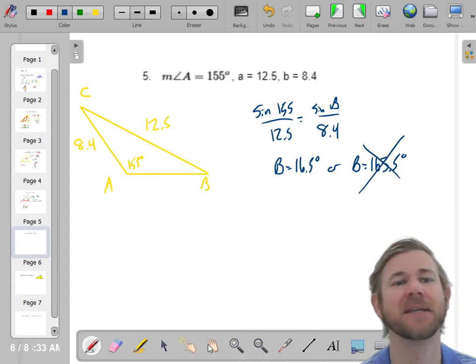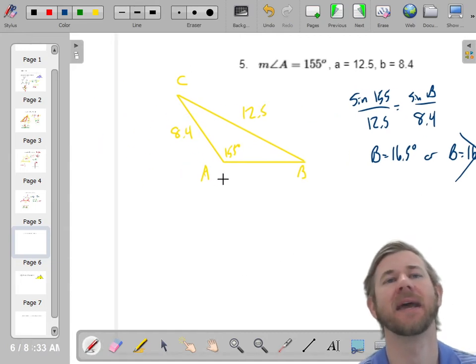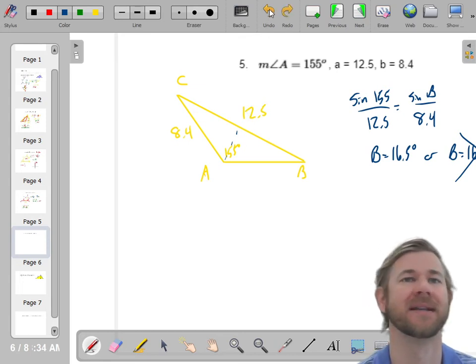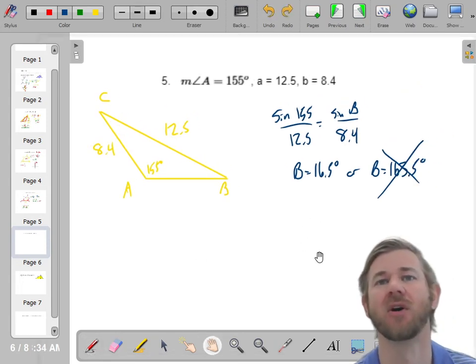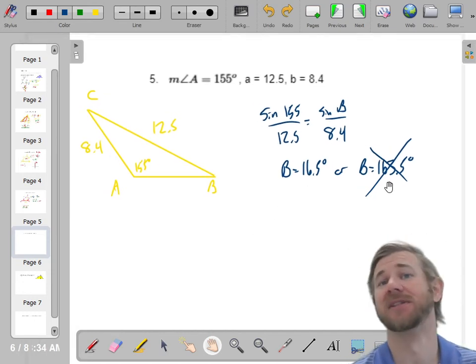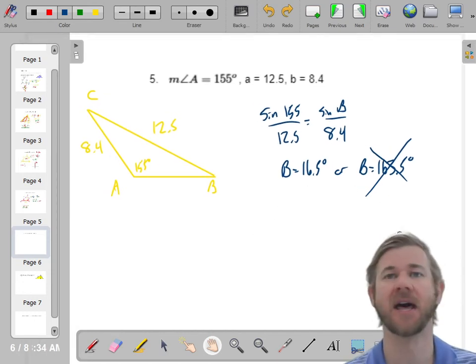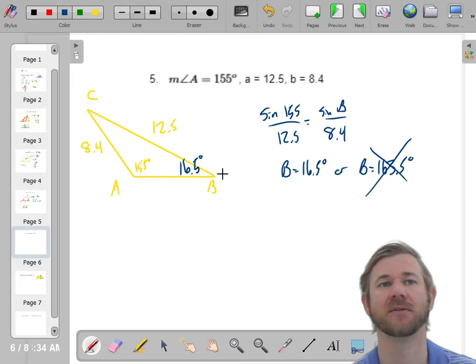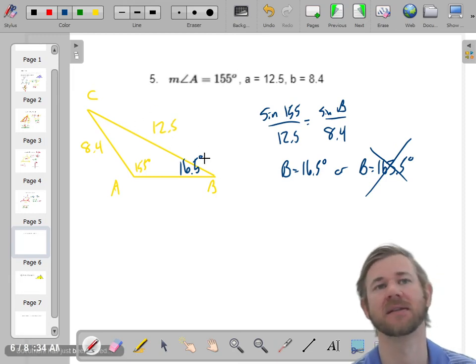I think it would have to be like, how would we make A acute? I think it would have to be something like this, but then this wouldn't be 12.5 anymore. So it just doesn't work. And you can't visualize it because it can't be drawn. So the fact that there's not room for this angle means there's not an ambiguous case. The only thing that angle B can be is 16.5 degrees. And that's really because the hypotenuse, well, it's not the hypotenuse, but this length is long.